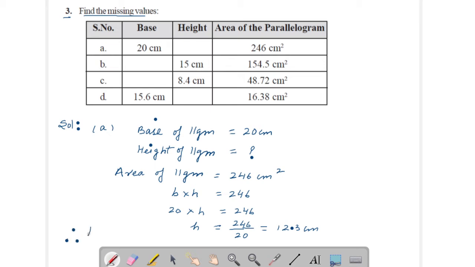Therefore, height of parallelogram equal to 12.3 centimeter. This is your answer.